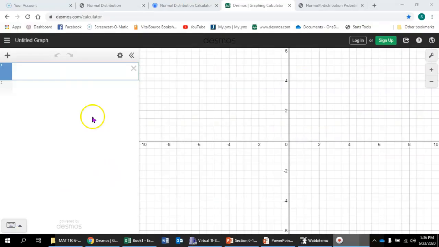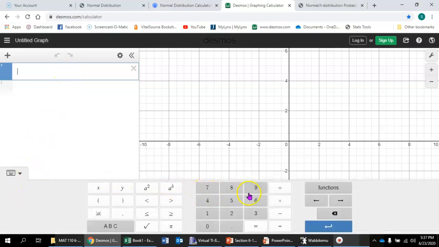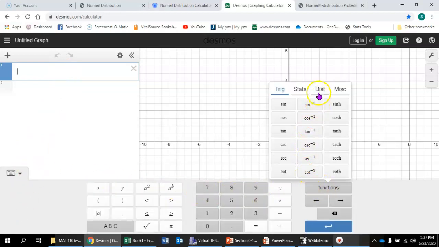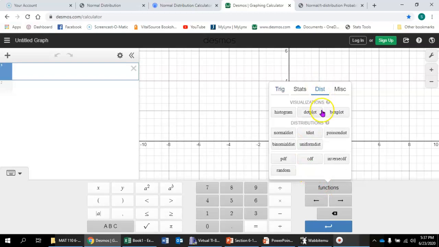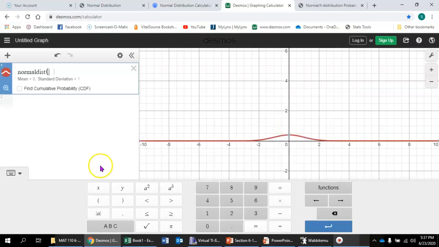Now here's how you can do this using the Desmos graphing calculator, either in a web browser or the app like on your phone. So under functions, we're going to go to the distributions, and we are going to select normal dist for the normal distribution. Notice here, it showed us a little bell-shaped normal curve here, and it says mean equals 0 and standard deviation equals 1, which is what we want.